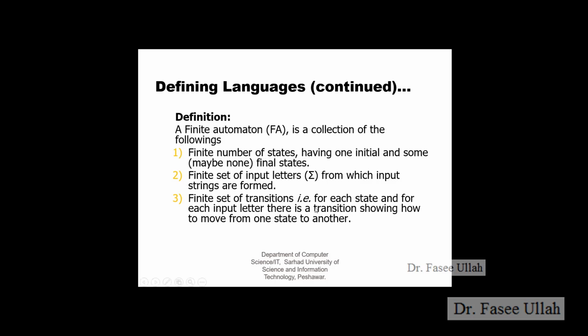For each state and for each input letter, there is a transition. For example, if you want to go from point A to point B, you have to define the name of that path. You have to put some label, some address, or some tag, showing how to move from state 1 to state 2 or another state. Whenever you want to go from any state to any state, you have to define some logic for that. So this is actually the preliminary requirement for designing the finite automata.